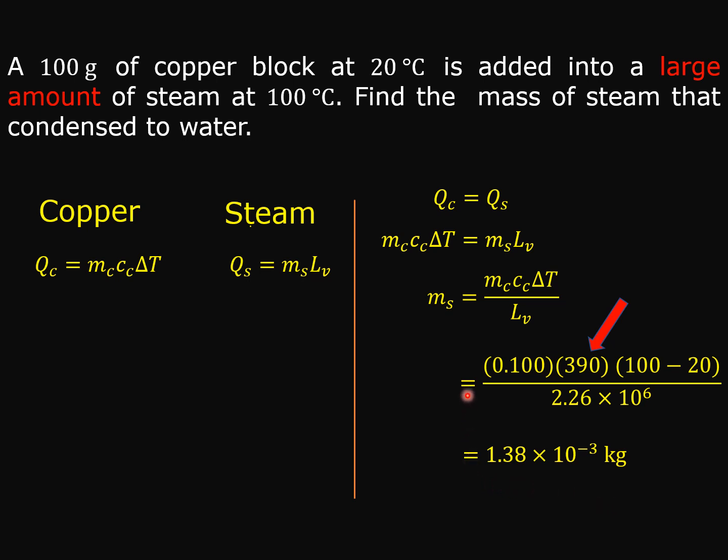Please take note that this water that condensed from the steam has its temperature maintained at 100 degrees C because the quantity of steam in the system is very large, large enough to increase the temperature of the copper from 20 degrees C to 100 degrees C. At the same time, it is possible for it to maintain the temperature of the condensed water at 100 degrees C. So the final temperature of the system is 100 degrees C, and the system has a copper block, steam, and the water condensed from the steam. All three of them are at 100 degrees C. This is the final temperature of the system.